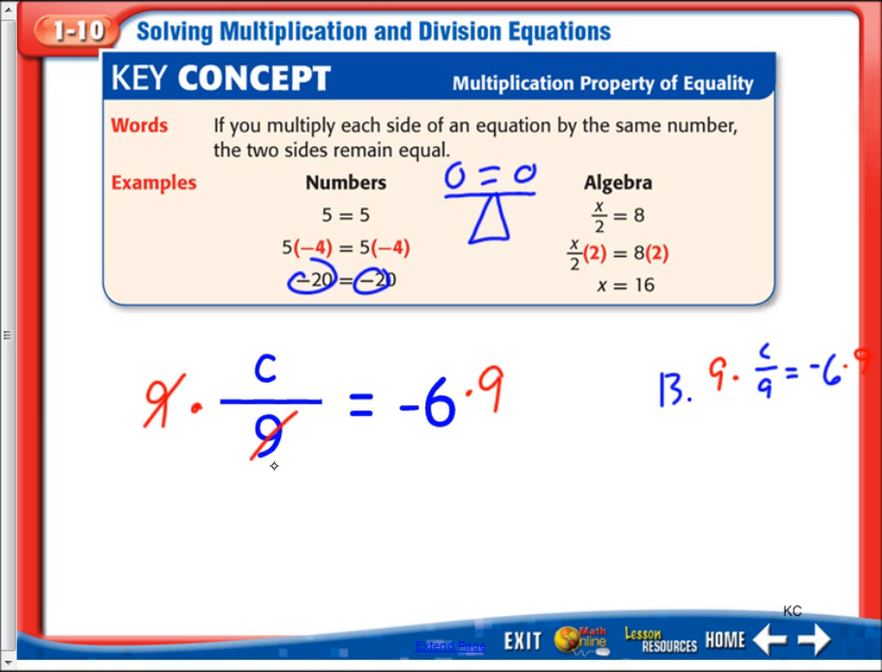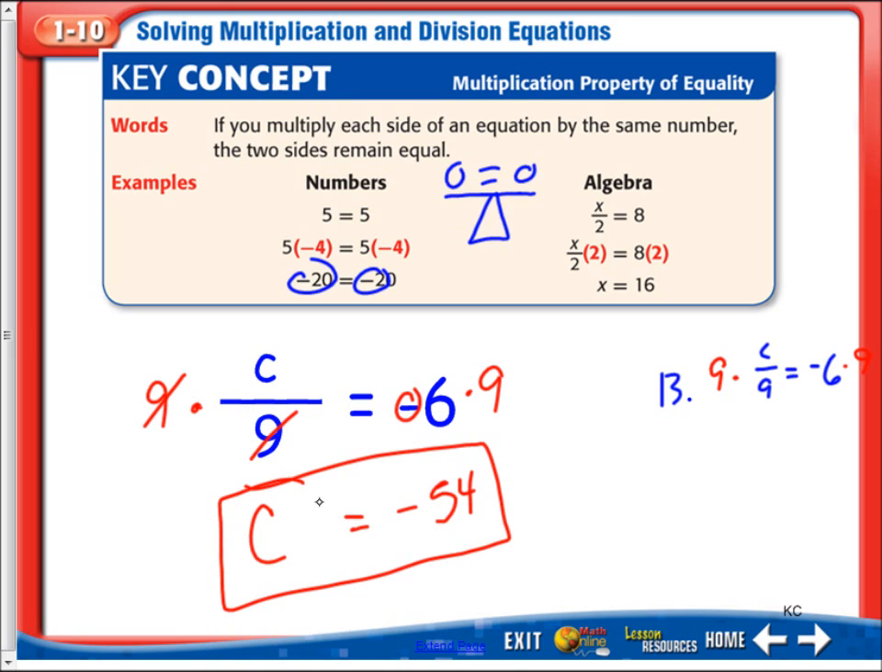All right, now the 9s will cancel. If you were dividing by 9, now we're multiplying by 9 and they cancel. So the only thing I'm left with is C, 1C, which is equal to C. Now I'm multiplying by a negative, so I'm going to have negative 54. Of course, I always encourage you to use your calculator to check your answer. So type in negative 54 and divide by 9, and you will get negative 6, and that will check out for you. So always check your answers.